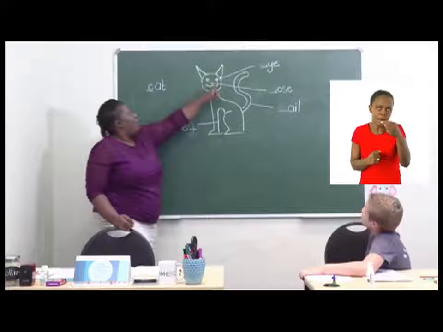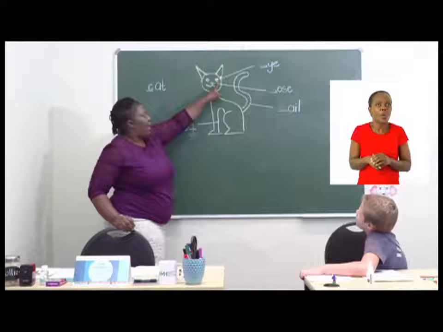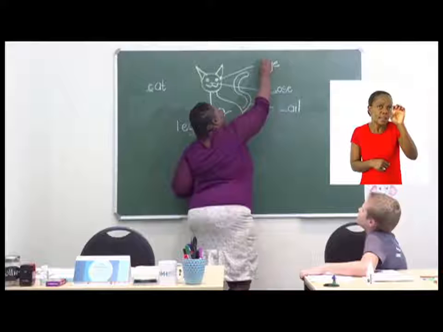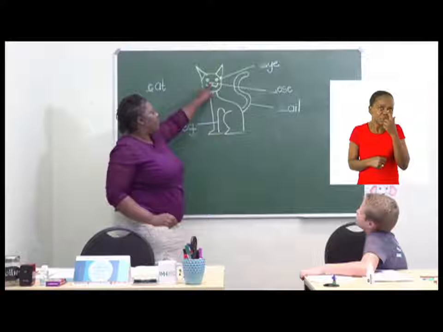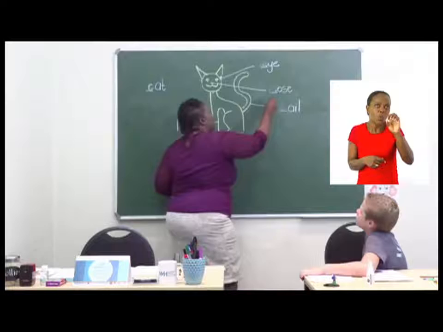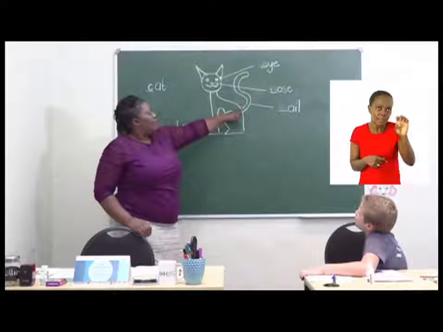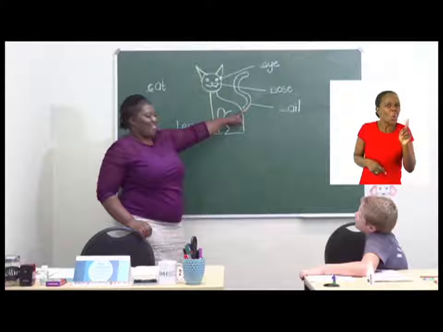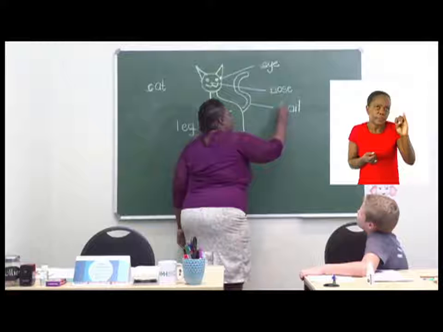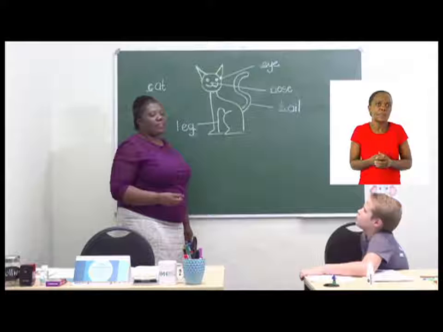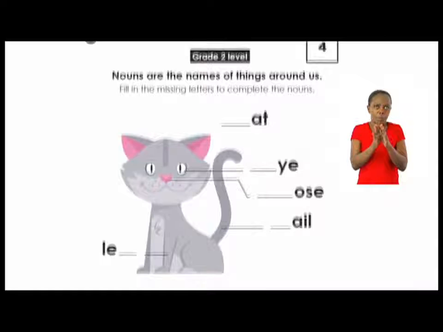Here I've got, what is this? Eye. Yes, it is an eye. What am I going to put here? E. E is for eye. What is this? Nose. Yes, it is a nose. What am I going to write? The letter N. We have a long tail. What is this? A tail. What letter am I going to write? T. A T for tail. Well done. I want you to complete this in your books. The other picture of the fish in a bowl, you do it by yourself.